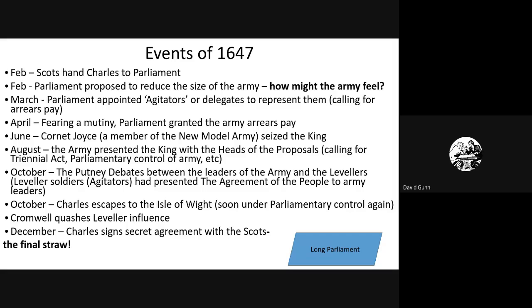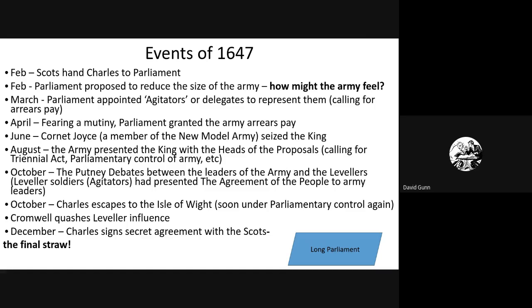In October 1647, there's a debate between the army and the Levellers, which is a more radical proposal for a new constitutional settlement. That obviously doesn't come to anything, and the reason for that is that Charles escapes to the Isle of Wight. He's soon captured again, but his escape leads to the end of the Putney debates, and Cromwell kind of quashes any Leveller influence.